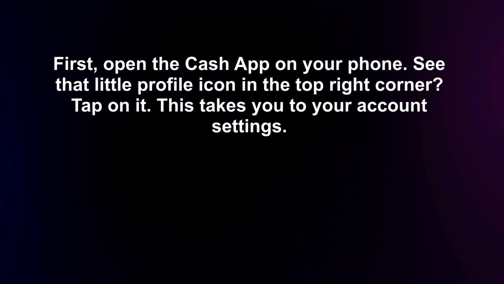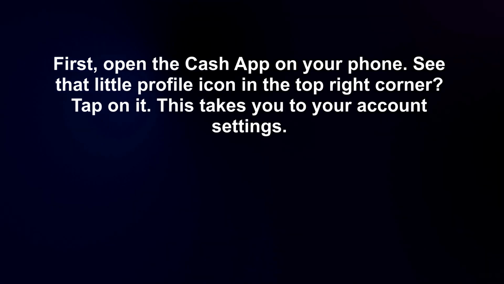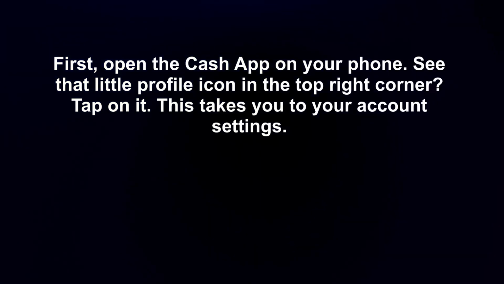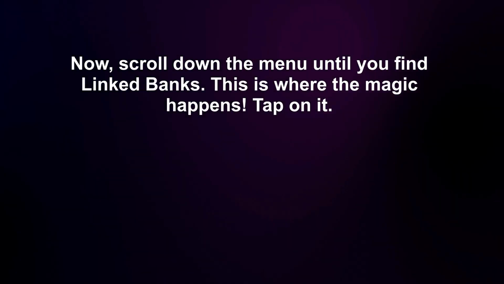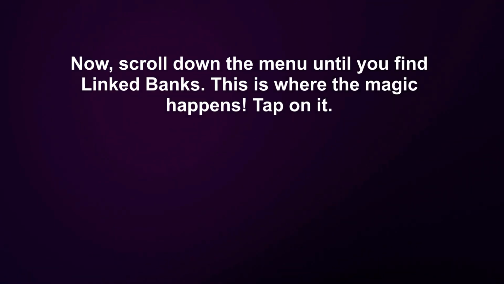First, open the Cash App on your phone. See that little profile icon in the top right corner? Tap on it. This takes you to your account settings. Now, scroll down the menu until you find Linked Banks. This is where the magic happens.